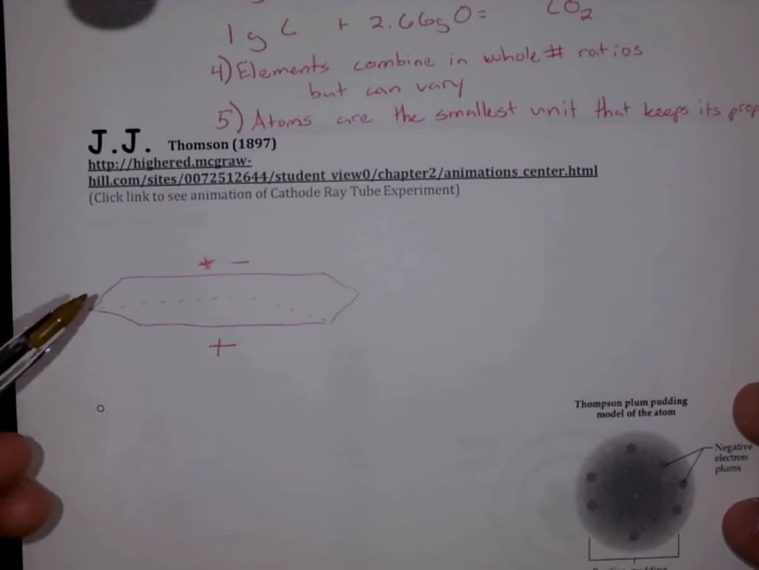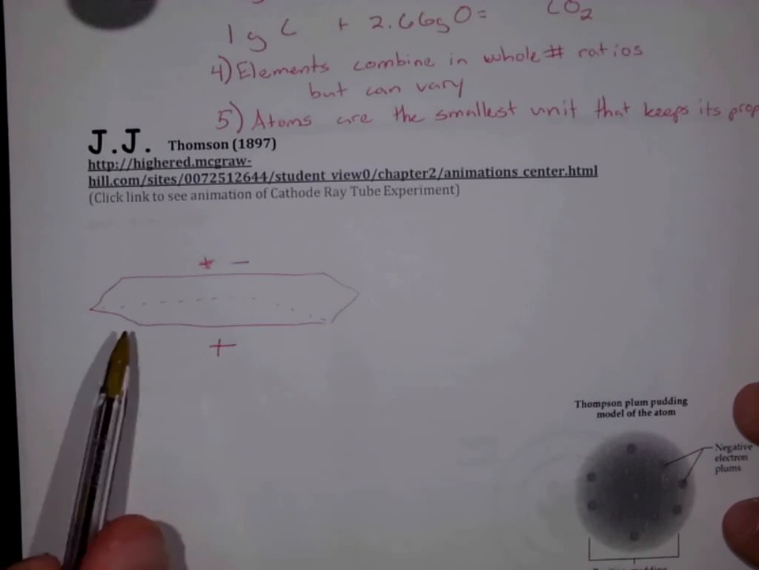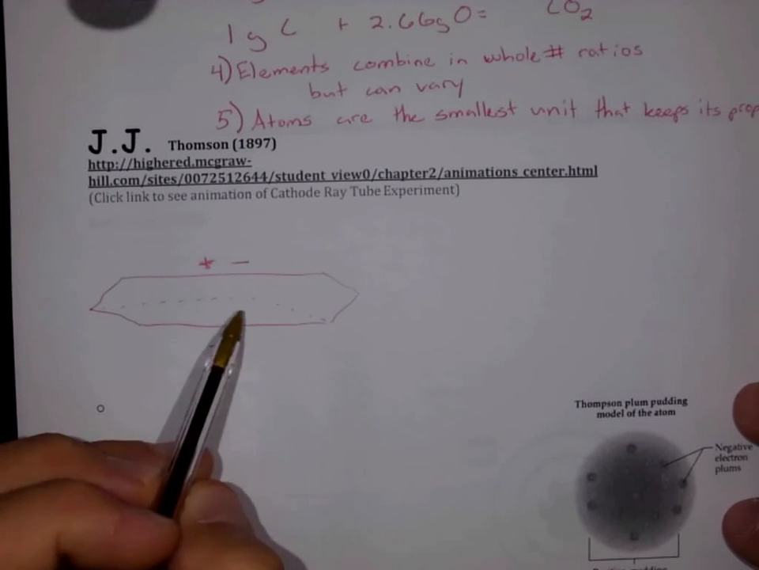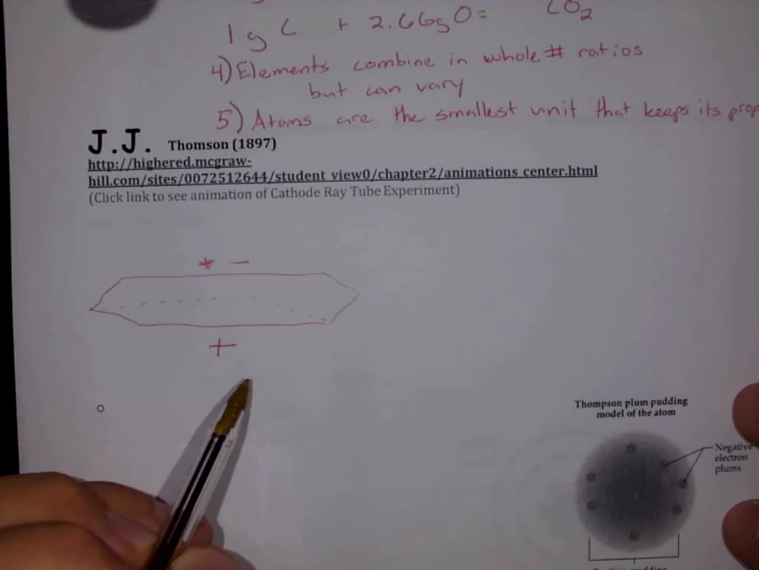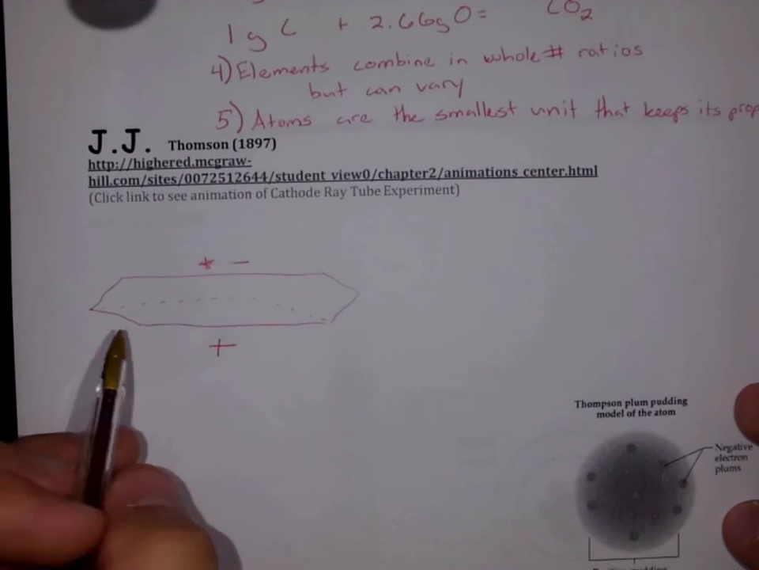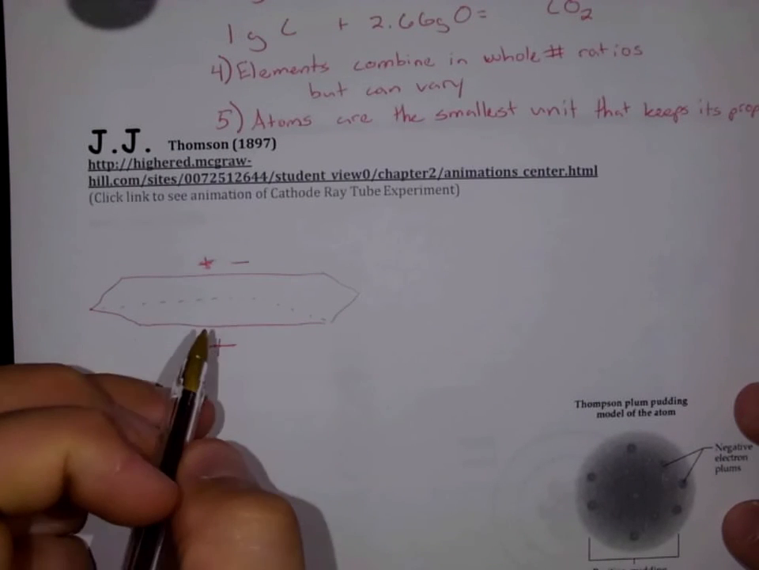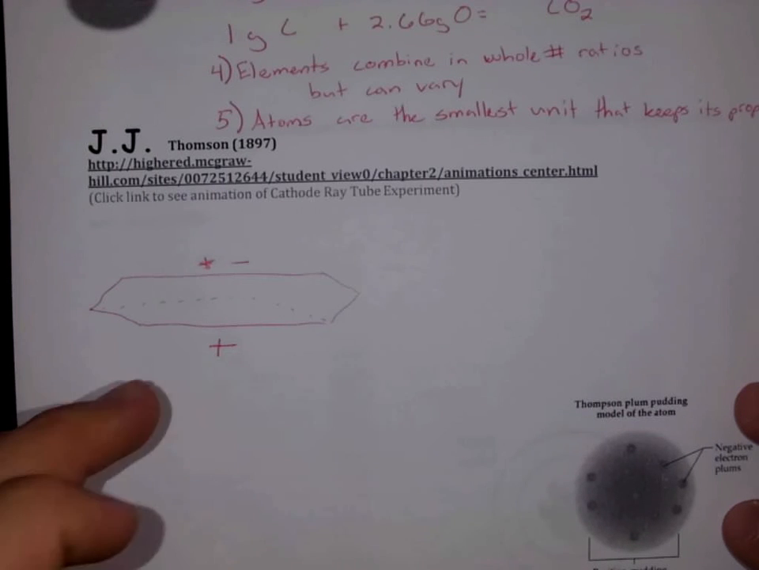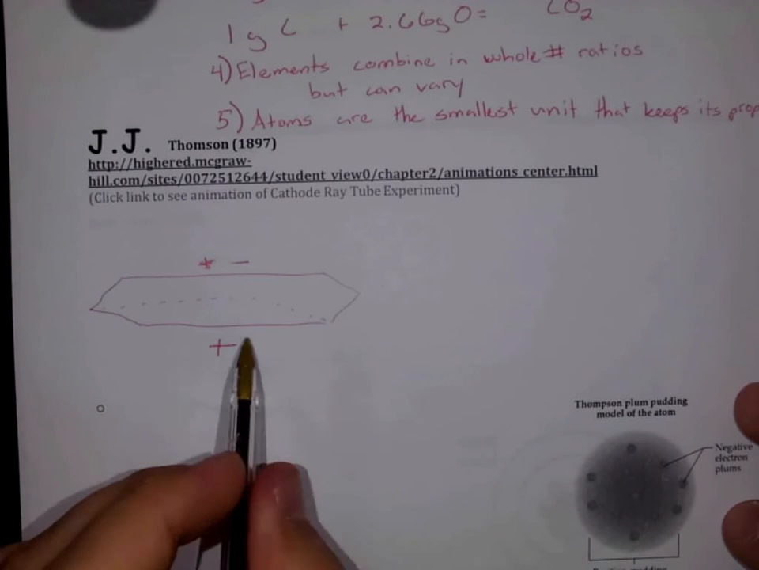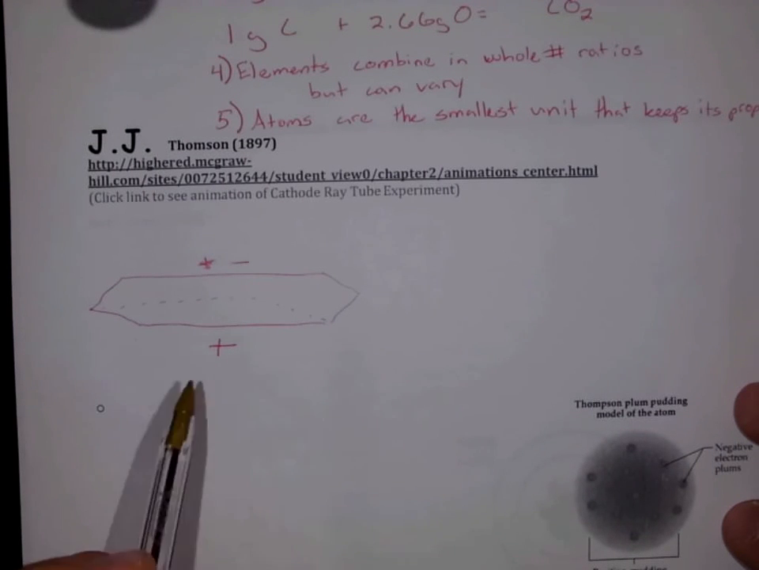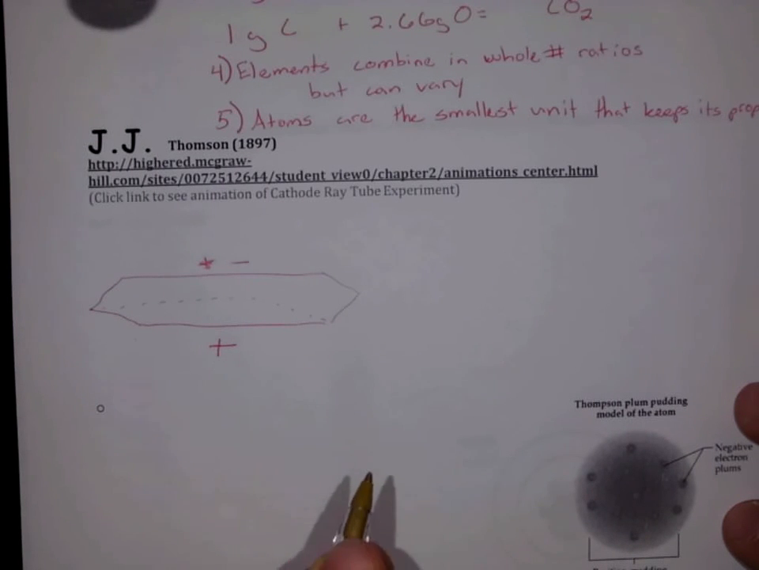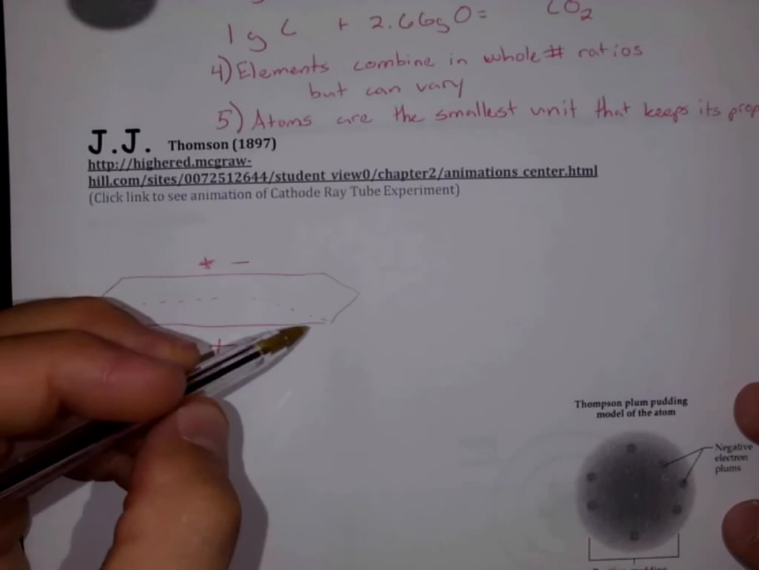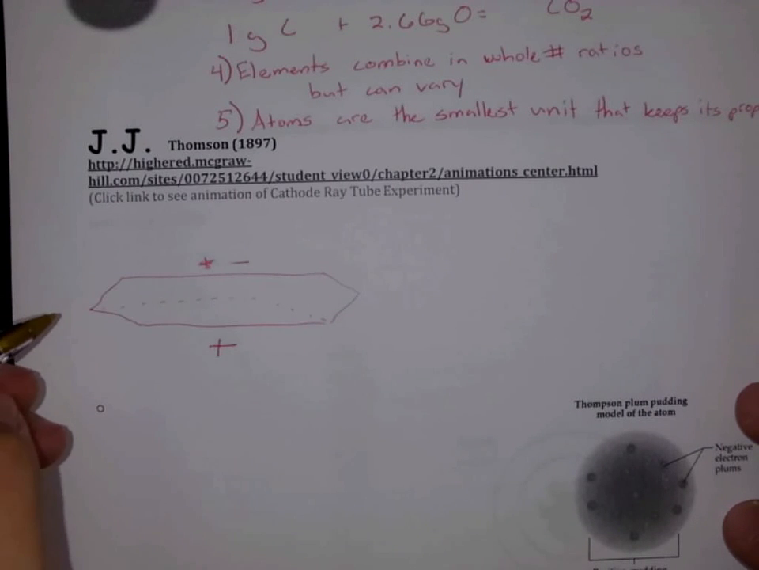So what he saw was when he shot this beam through here, it ended up getting bent towards the positive end. And so this ray was part of an atom. It was some part of it that was getting bent away from the negative end and towards the positive end. Okay?